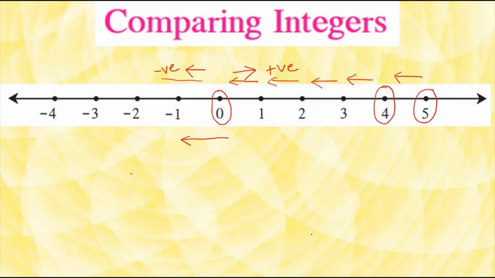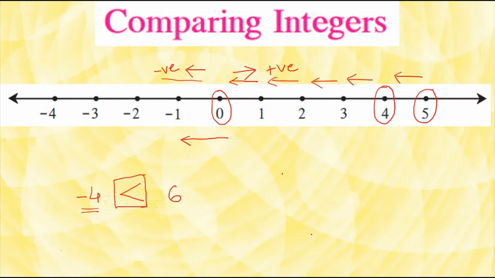We shall see a few examples. If I have to compare -4 and 6. Now, as I told you all, the numbers which are on the left hand side have smaller value, which means that this negative number is smaller than 6. So, I am going to place the sign like this. The open mouth should be towards the greater number.